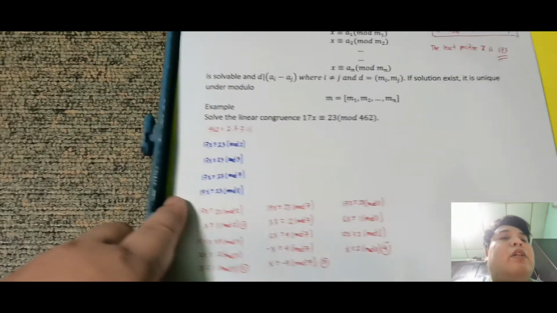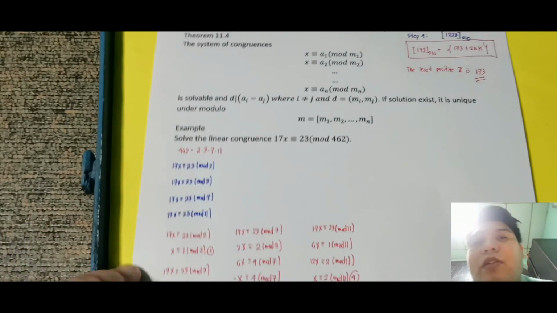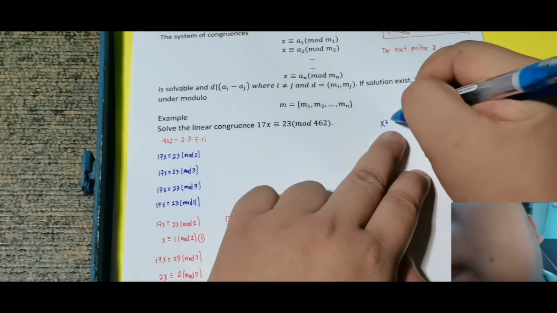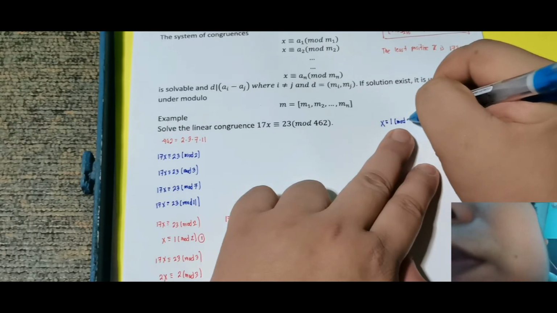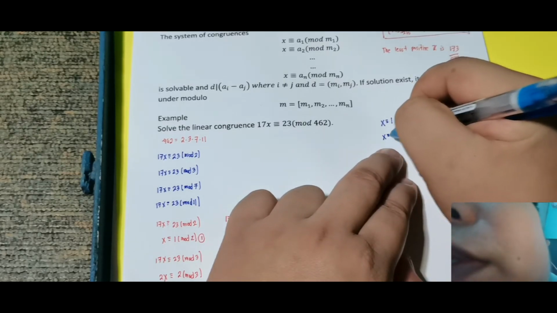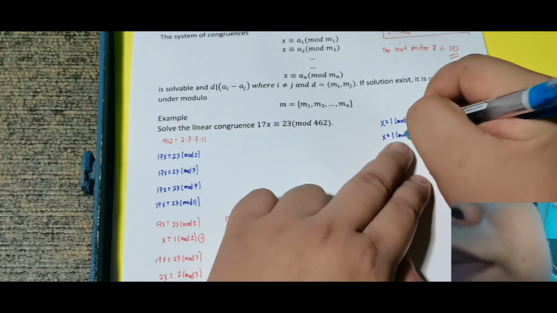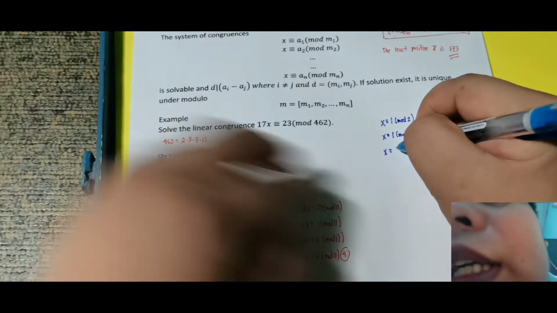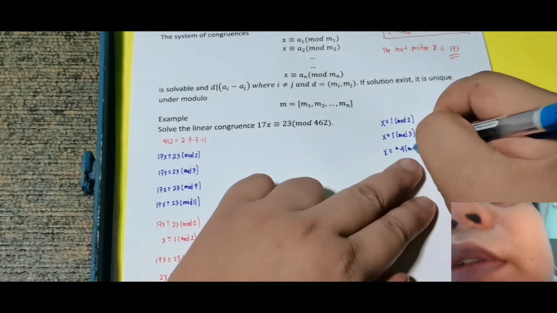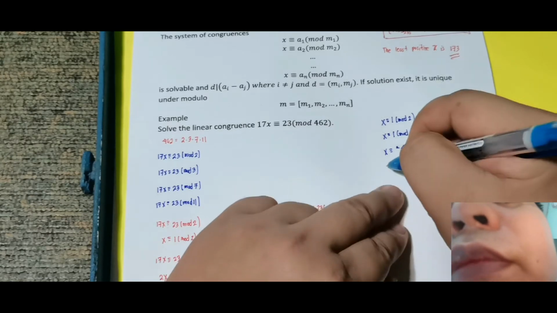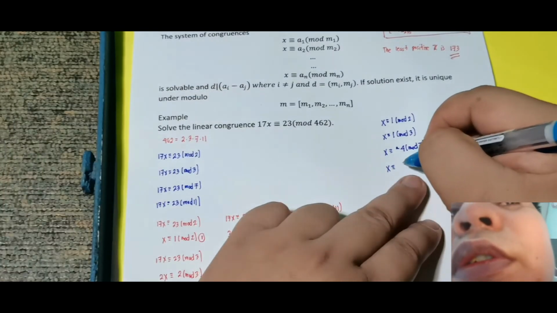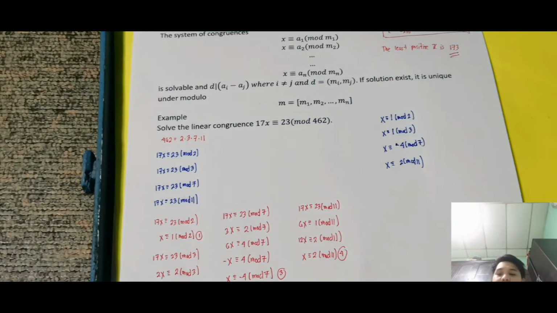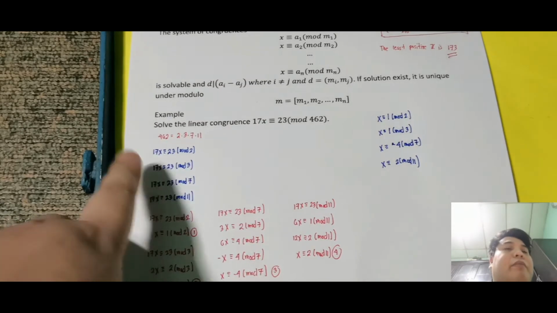So therefore, may bago tayong form ng system of linear congruence. Ito yun, lagay ko lang. Una, x is congruent to 1 mod 2. X is congruent kay 1 mod 3. X is congruent kay negative 4, possible yan, mod 7. And x is congruent to 2 mod 11. So ayun yung system of linear congruence natin na bago, na galing lang dito.